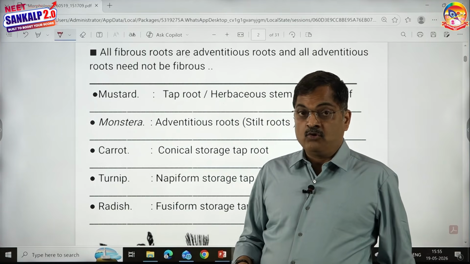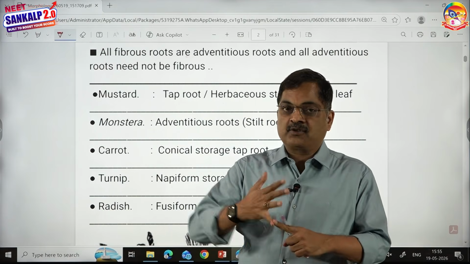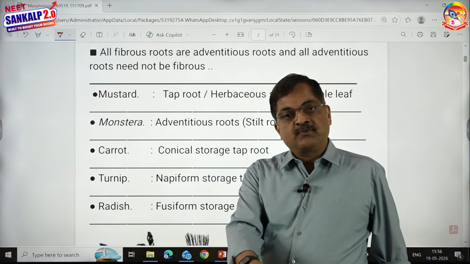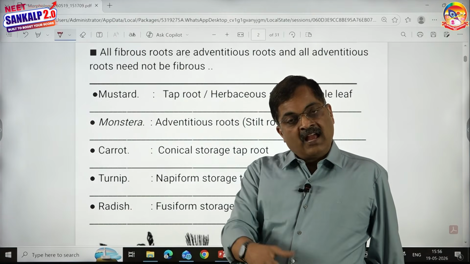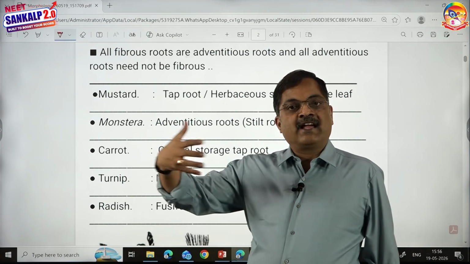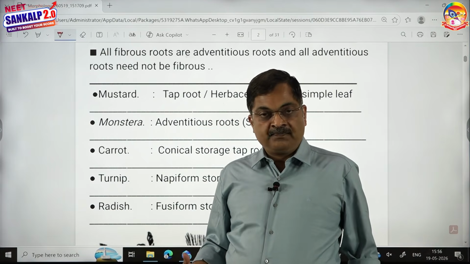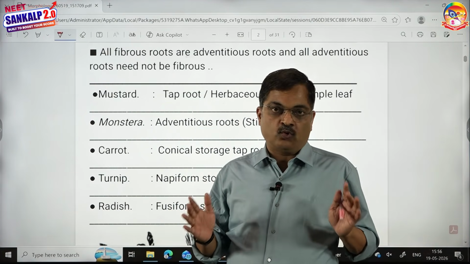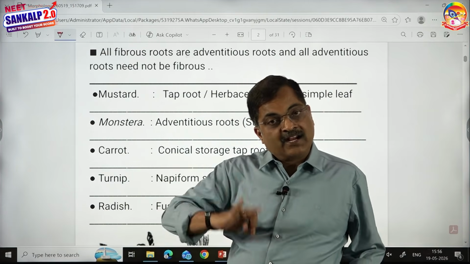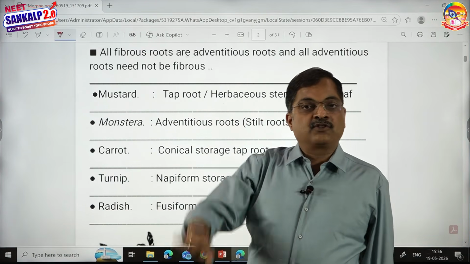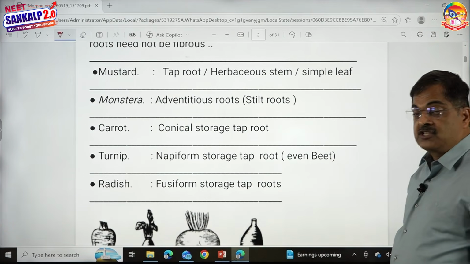Before I talk about new functions, let me tell you what the functions of root are. A, anchorage, that is fixation. B, absorption of water and minerals and conduction of water into the shoot system. It can also help in storage. So these are the functions of the root system: anchorage, absorption of water and minerals, conduction into the shoot system, and storage.